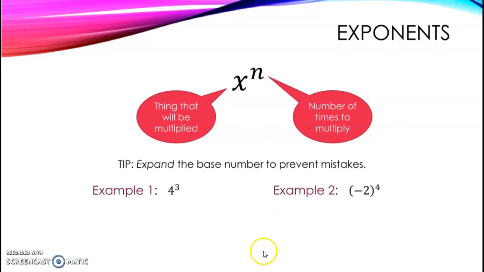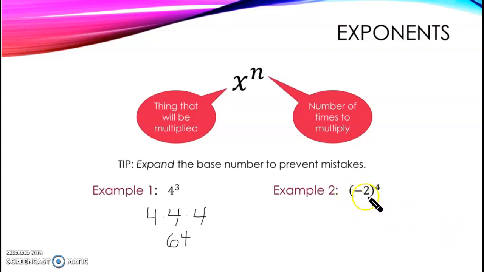So for example, if I have something like 4 to the third power, this means I'm going to take the base number 4 and multiply it by itself 3 times specifically. And when I do that, this shouldn't be confused with 4 plus 4 plus 4 to make 12. This is 4 times 4 times 4. So 4 times 4 is 16, times 4 again is 64. So exponents really make numbers get a lot bigger than maybe what you might expect.